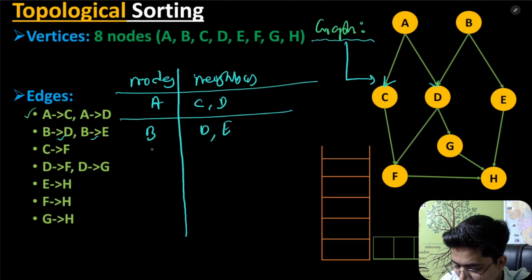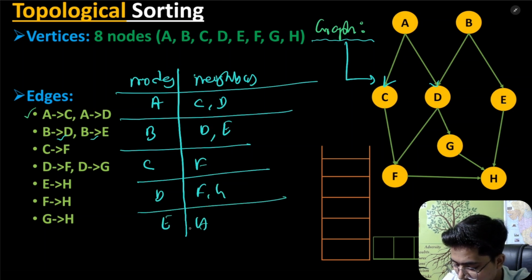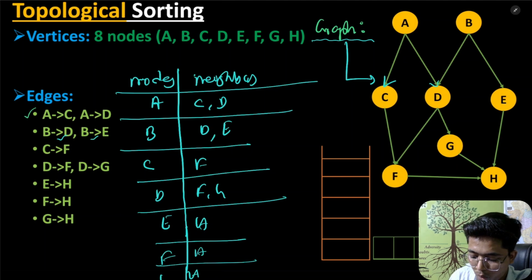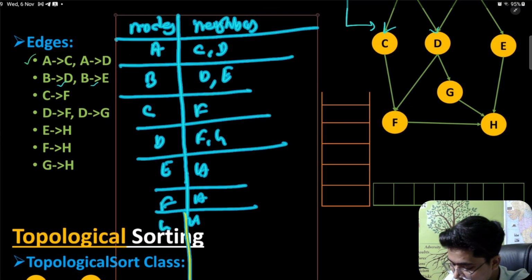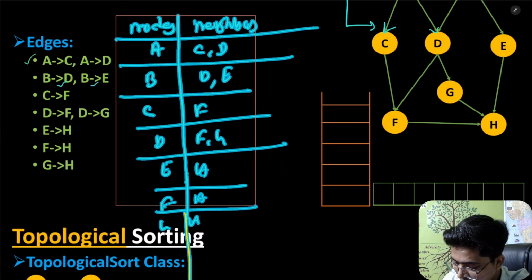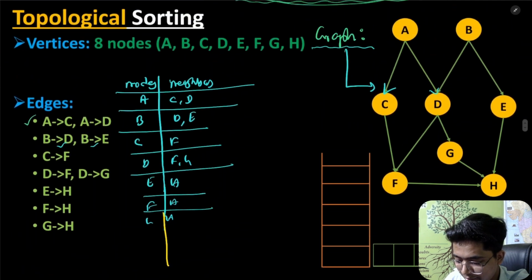the neighbors are D and E. Now for the node C, the neighbor is F. For the node D, the neighbors are F and G. For the node E, the neighbor is H, and for the node F, the neighbor is also H, and for the node G, the neighbor is also H. So now notice one important thing here. That is our graph, and now let's try to understand in more detail.